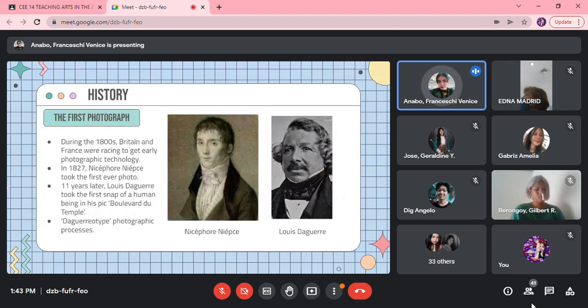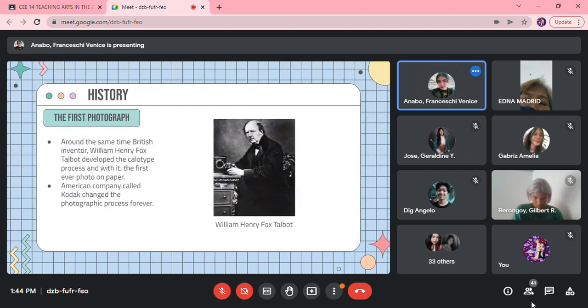Next, we have the first photograph. So during the 1800s, Britain and France were racing to get early photographic technology. Unfortunately for Britain, naunahan siya ng France because in 1827, Nicéphore Niépce took the first ever photo. Then, 11 years later, Louis Daguerre took the first snap of a human being in his shot of Boulevard du Temple, and he called it the daguerreotype photographic process. In continuation, around the same time, British inventor William Henry Fox Talbot developed the calotype process, and with it, the first ever photo on paper.